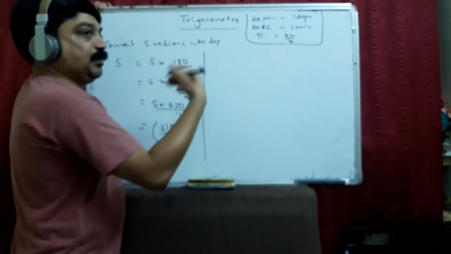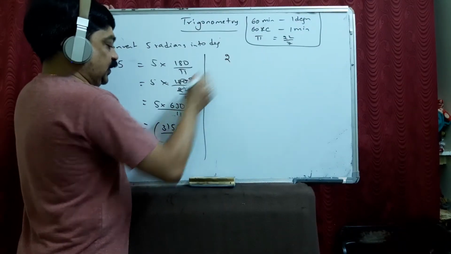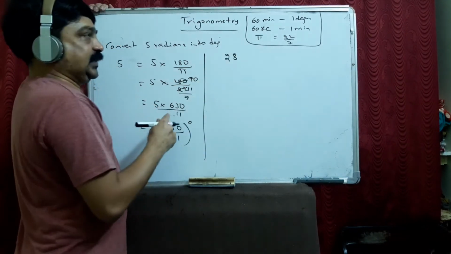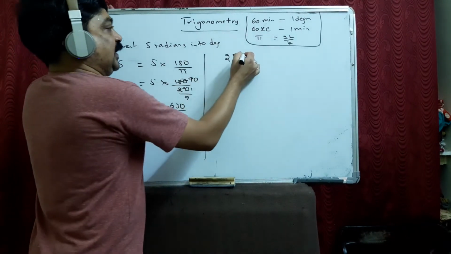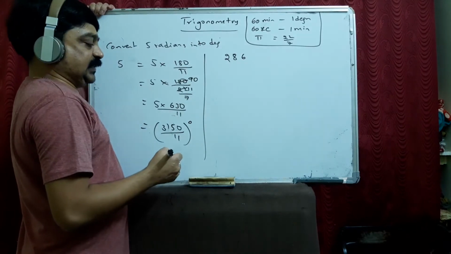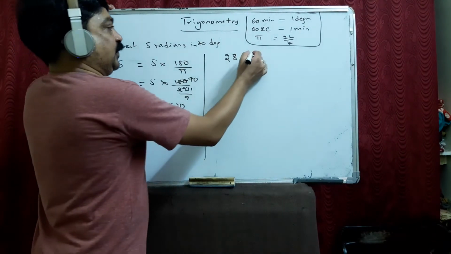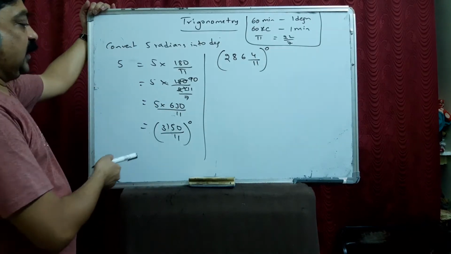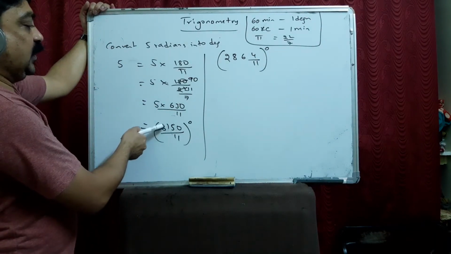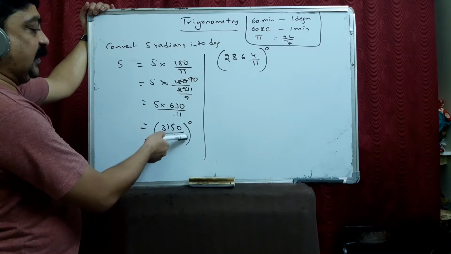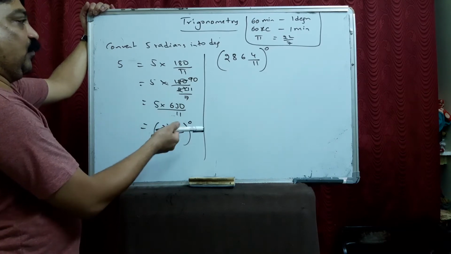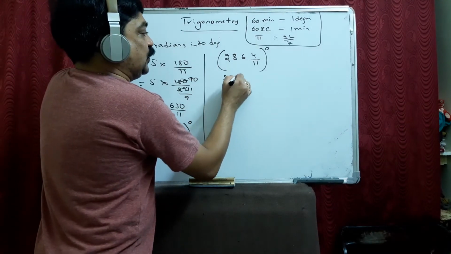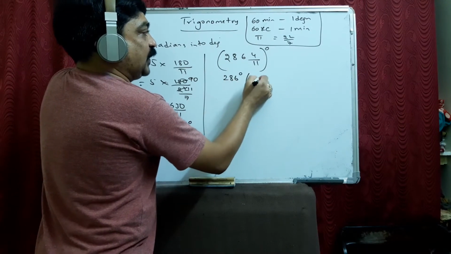Make it a mixed fraction. 11 2s are 22, it will be 95. 11 8s are 88, 70 will be left. 11 6s are 66, 4 will be left. 4 by 11 degrees. Let us check it again: 11 2s are 22, 95, 11 8s are 88, 70, 11 6s are 66, 4 will be left. Okay, 4 by 11. Now you can write this as 286 degrees 4 by 11.